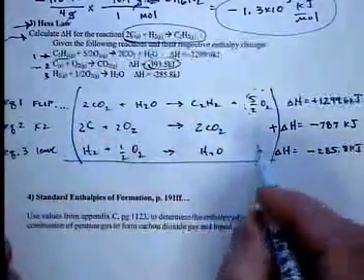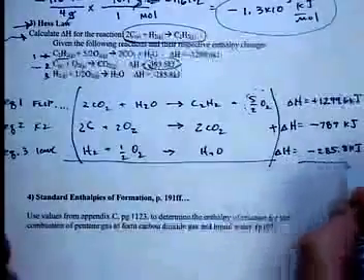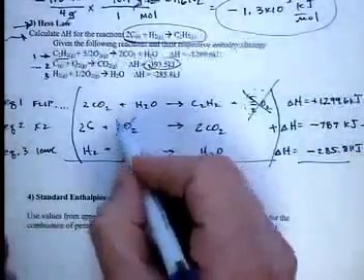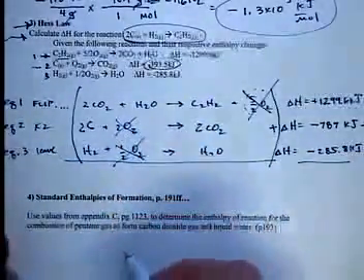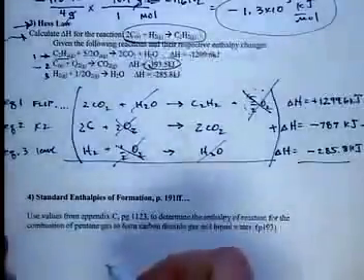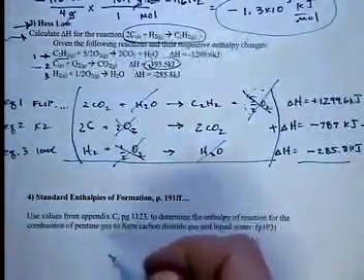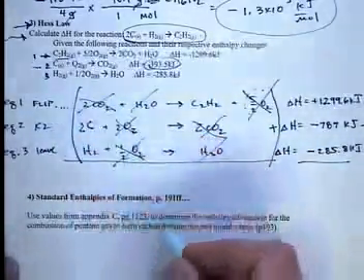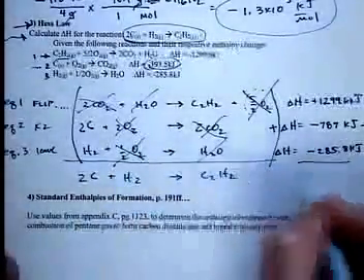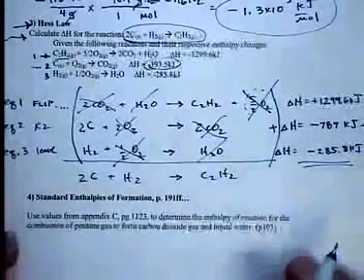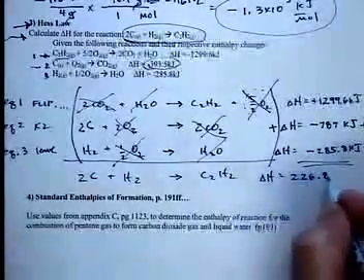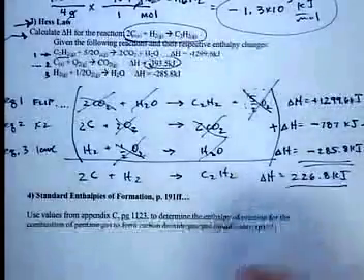When I add them together, things that are the same on the left and the right cancel out, and then I can simply take the enthalpies and add those together as well. So my 5/2 O2 go with my 5/2 O2 over here. Notice my water cancels with my water, and my carbon dioxides cancel with my carbon dioxides, and I'm left with the reaction 2C plus H2 goes to C2H2. If I add all of these enthalpies together, I end up with an overall enthalpy for this reaction of 226.8 kilojoules. Notice it's positive.